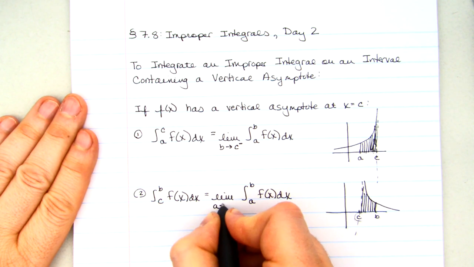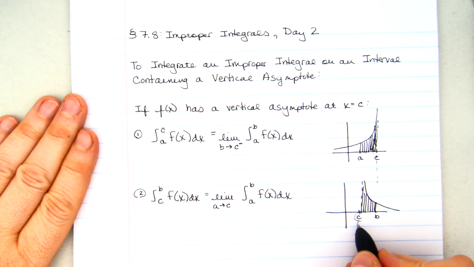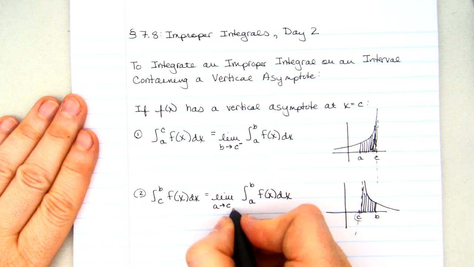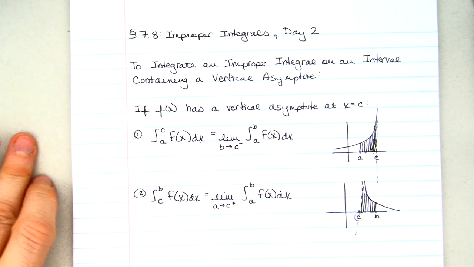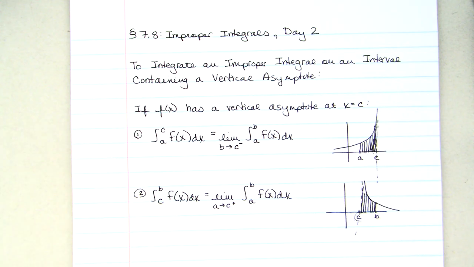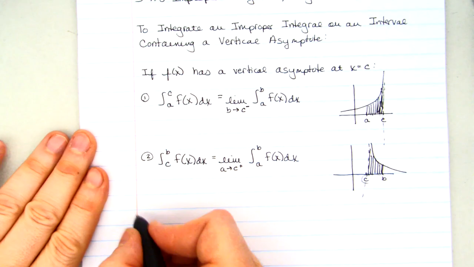I'm going to do the limit as a approaches c, but again, I'm going to make it a one-sided limit because I don't care what's happening to the left of c, only as I'm getting close to c from the right side. I'm going to make it the limit as a approaches c from the right of the integral from a to b of f of x dx.